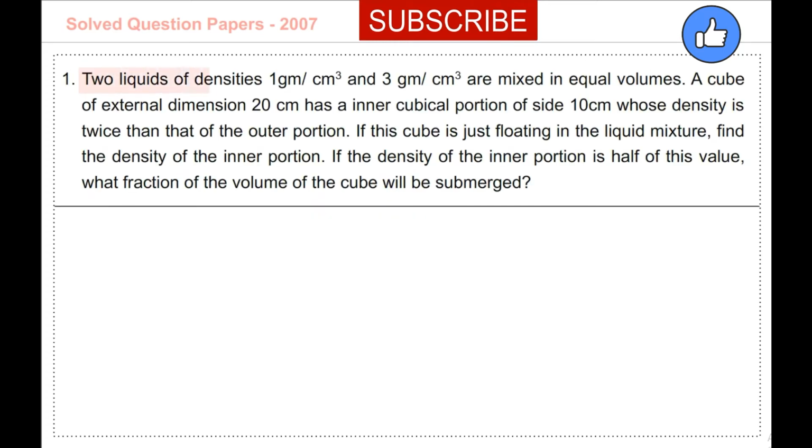Two liquids of densities 1 gram per centimeter cube and 3 gram per centimeter cube are mixed in equal volumes. A cube of external dimension 20 centimeters has the inner cubical portion of side 10 centimeters whose density is twice that of the outer portion. If this cube is just floating in the liquid mixture, find the density of the inner portion.